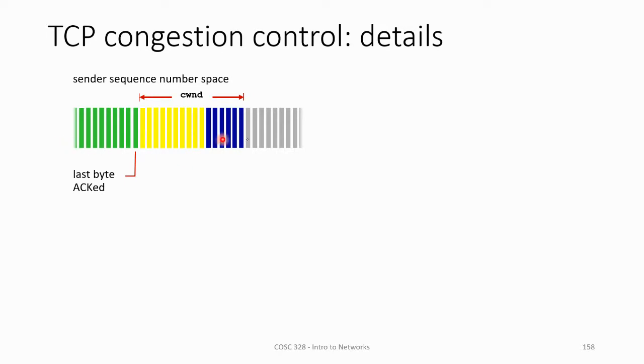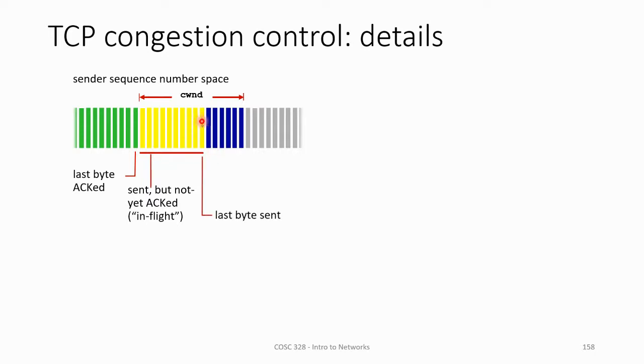Hopefully you remember such a diagram from selective repeat and go-back-N that we have discussed previously. This is the sender sequence number space. It means that these are the bytes that the sender can send, and just think about each of them, for example, as one segment. The green ones are all the bytes that the sender has sent and also received the acknowledgement for. The yellow part is all the bytes that the sender has sent, but still hasn't received the acknowledgement for. So these are just in-flight bytes.